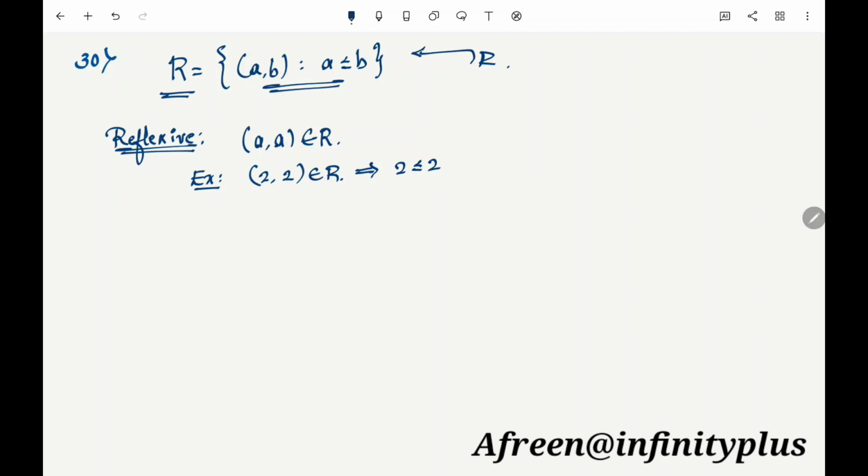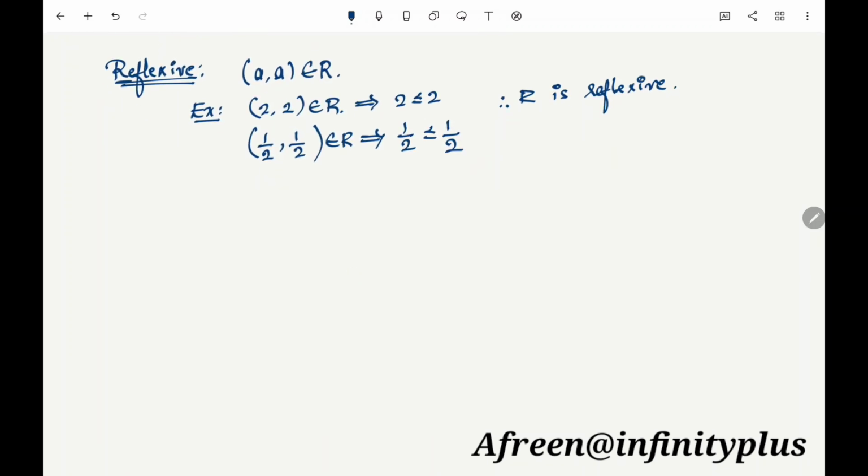But in a more convenient way, we can use another pair to show that it is reflexive. We can even take the fraction (1/2, 1/2) which belongs to R, which implies that 1/2 is less than or equal to 1/2. Therefore, the given relation is reflexive. So after being done with reflexive, let's move to the symmetric part.